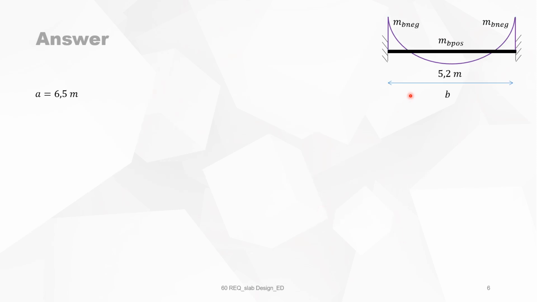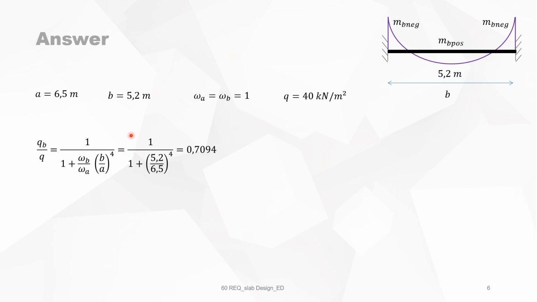Now we will have a look in the B direction. We know that A was 6.5, B is 5.2 meters, that's the effective length. Omega A and omega B is 1 because of the situation in direction A and B is equal, and also because omega A is 1 because of the fixed end support. Q was 40. We apply the formula of equal deflection.